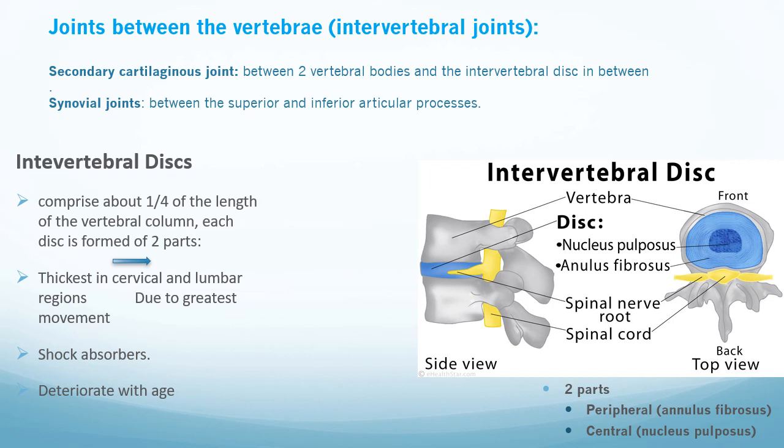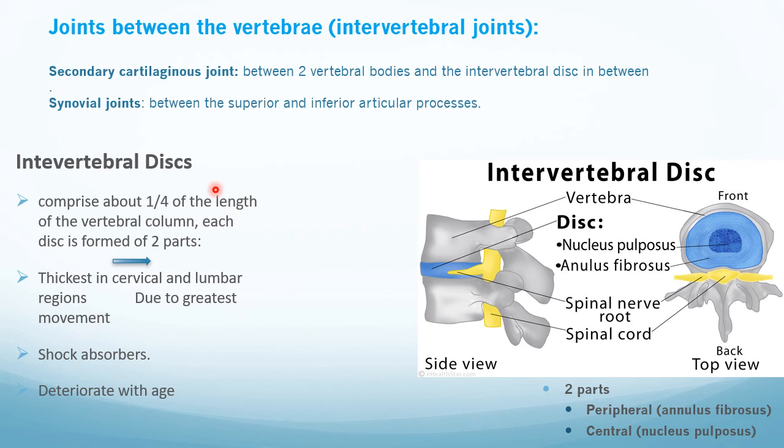Joints between the vertebrae: secondary cartilaginous joints and synovial joints. The vertebrae articulate with each other by 2 types of joints. Here, this is the intervertebral disc, an example of a secondary cartilaginous joint, and also the articulation between the articular processes is called synovial joints, plane type, non-axial.